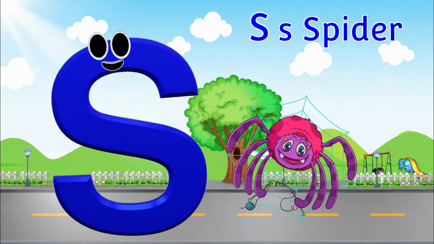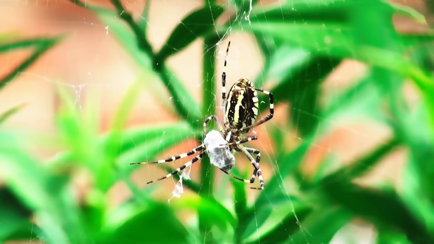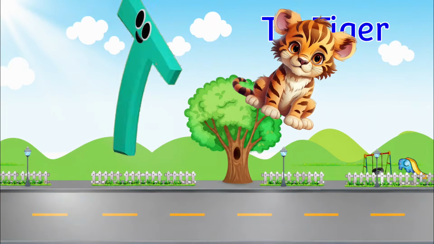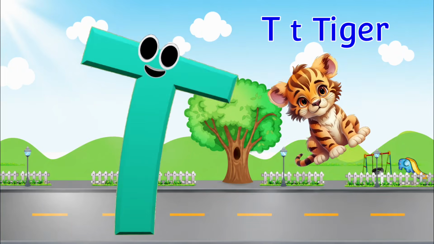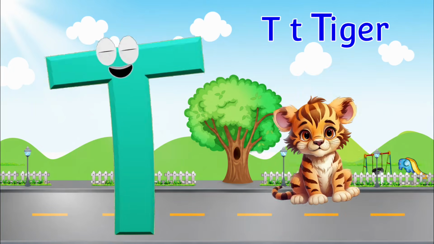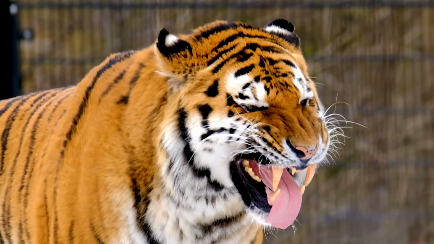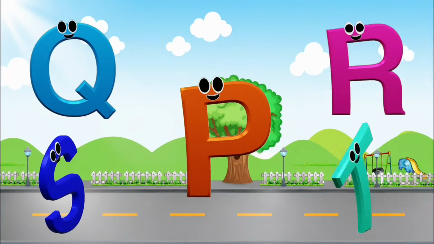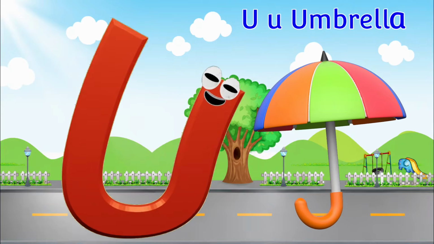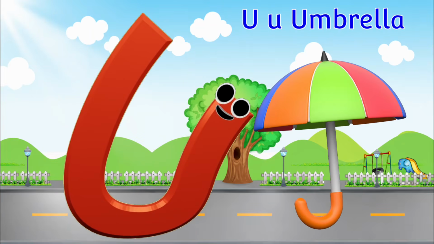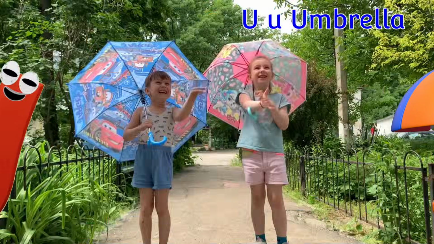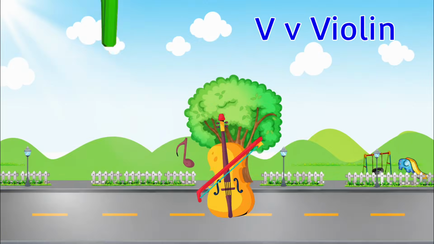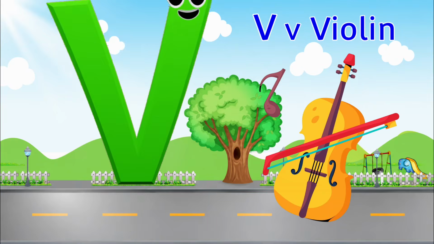Spider. Spider. Little spider. T is for tiger. Tiger. Tiger. Scary tiger. U is for umbrella. Umbrella. Umbrella. Rain umbrella. V is for violin.